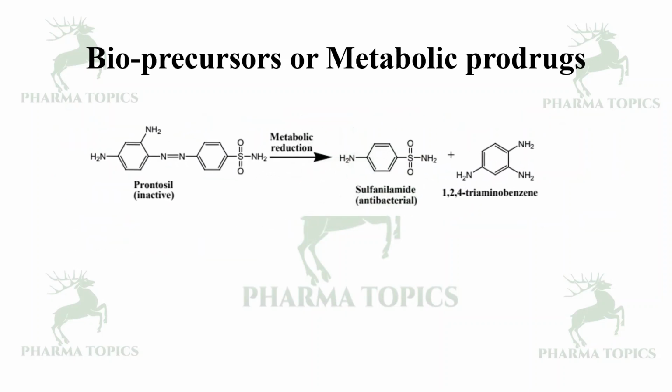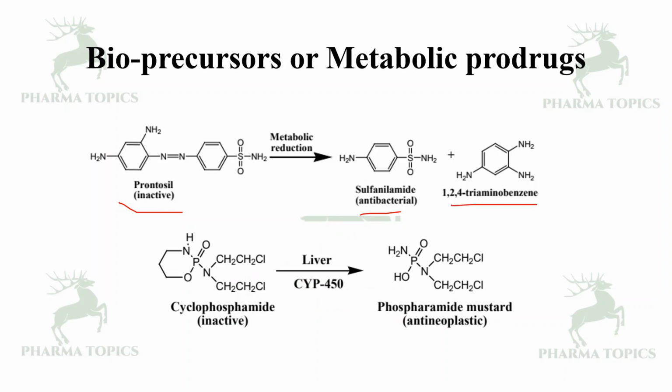Next, you can see from this, prontosil. It is a bioprecursor. It undergoes metabolic reduction to sulfanilamide, which acts as an antibacterial, and 1,2,4-triaminobenzene. Next is cyclophosphamide. It is inactive. In the liver, by CYP enzymes, it gets converted to phosphoramide mustard, which is an anti-cancer drug.